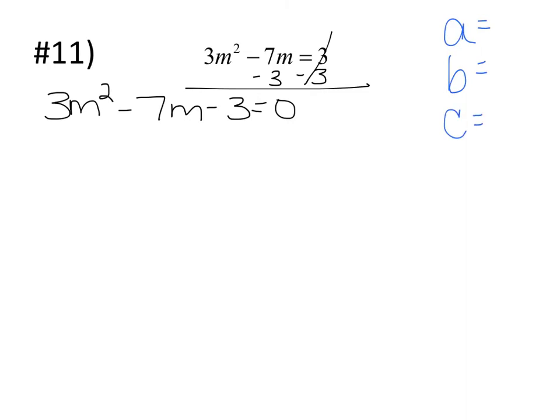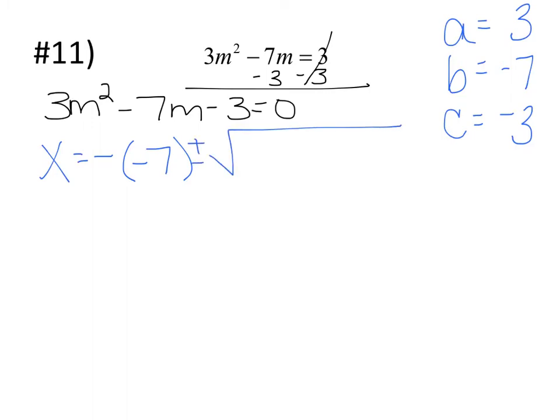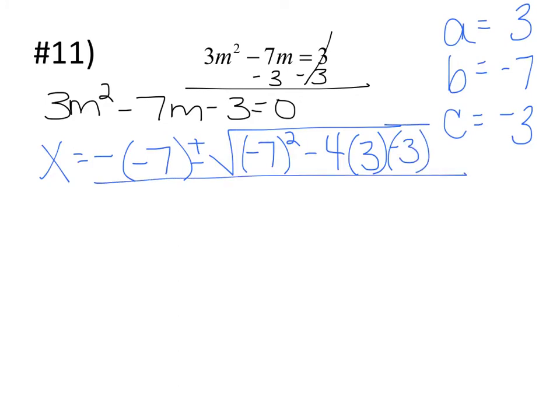All right, so 3m squared minus 7m minus 3 equals 0. I can go ahead and list out what a, b, and c is. A is 3, B is -7, and C is -3. Don't forget to take your signs with it. X equals -b, so it's -7, plus or minus the square root of b squared, which is -7 squared, minus 4ac. A is 3, C is -3. All over 2a, and in this case A is 3.